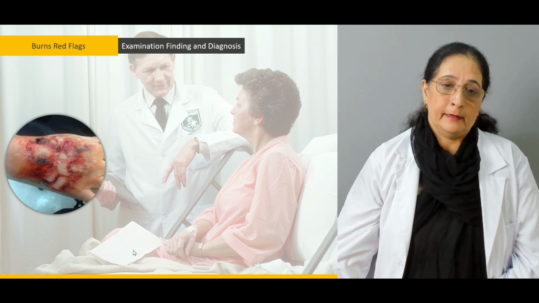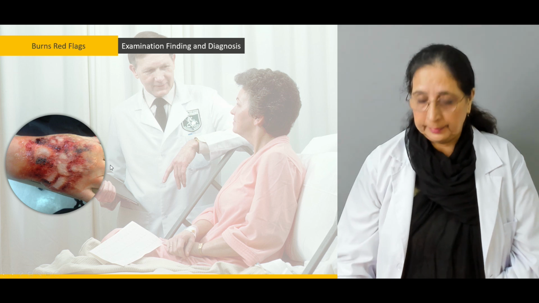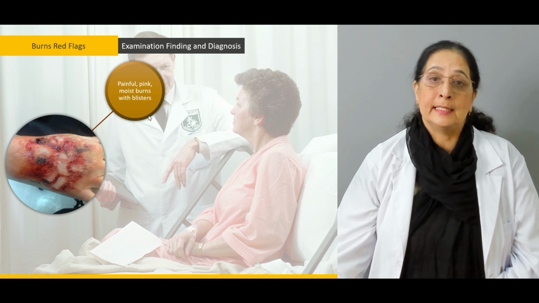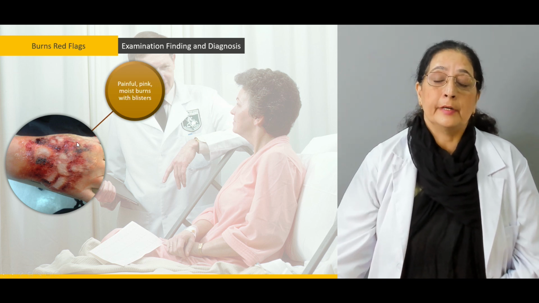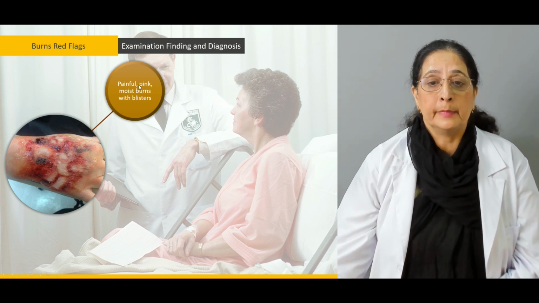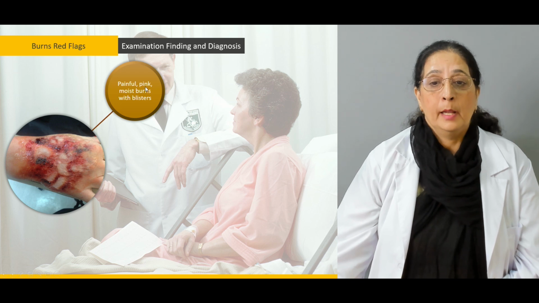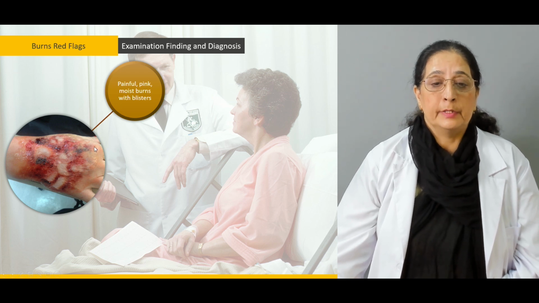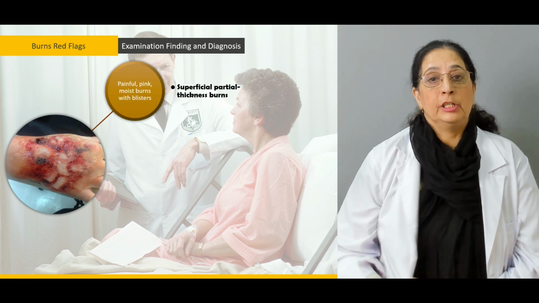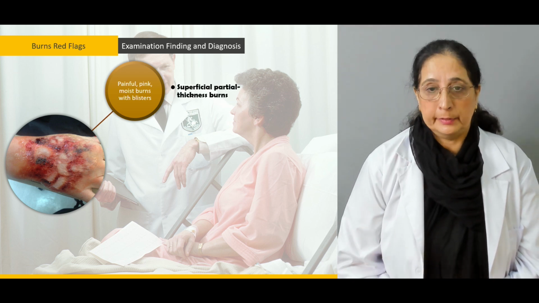Then again, some other examination findings here. You can see the patient with the burn of the hand: painful, pink, moist burns with blisters. Blisters are usually present in a second degree burn when there is involvement of the dermis. So it's painful pink moist burns with blisters, a superficial partial thickness burn.